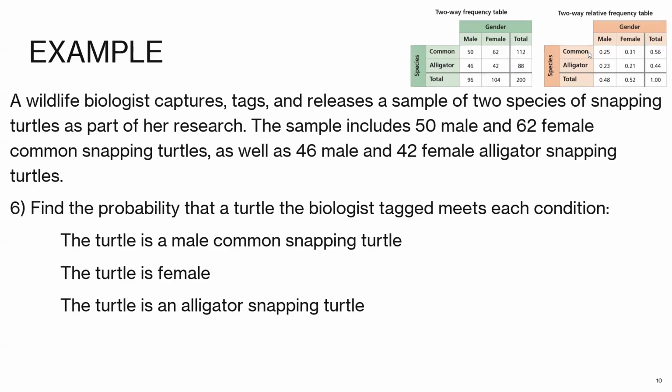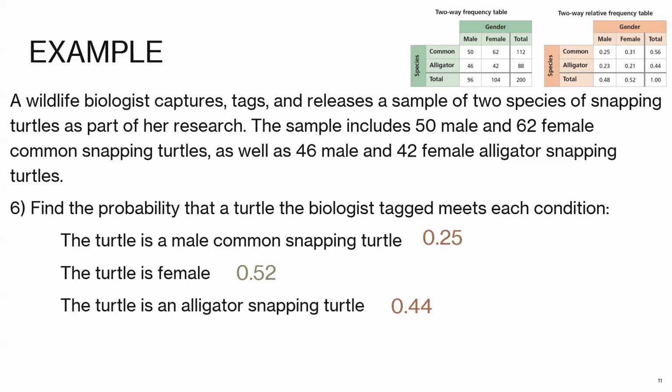The second one is the turtle is female, just in general. So I need the total for females. That's going to give me 0.52. All of the females combined, 0.52. And then the last one, the turtle is an alligator snapping turtle. Doesn't say if it's male or female. So my sum for the alligator snapping turtle is 0.44.